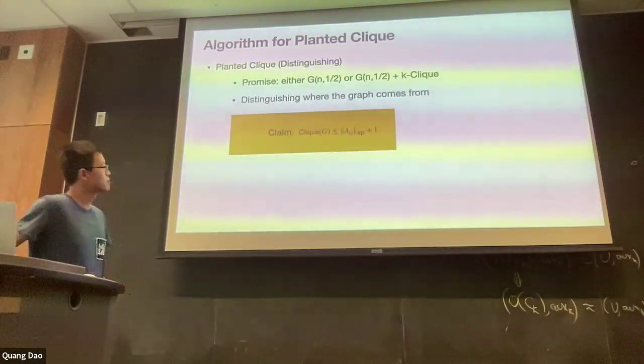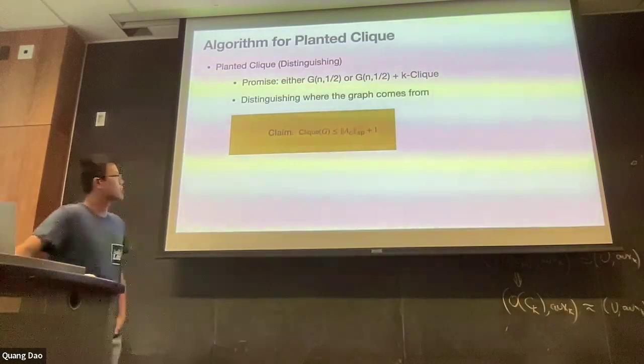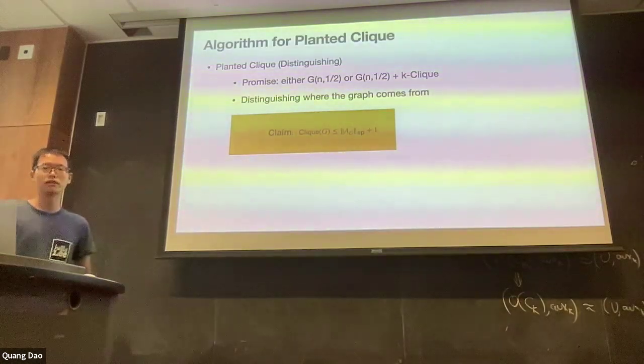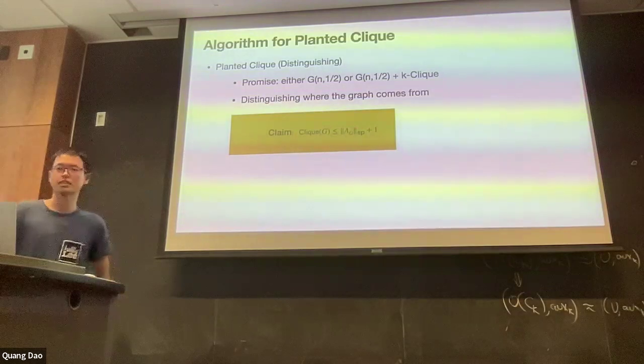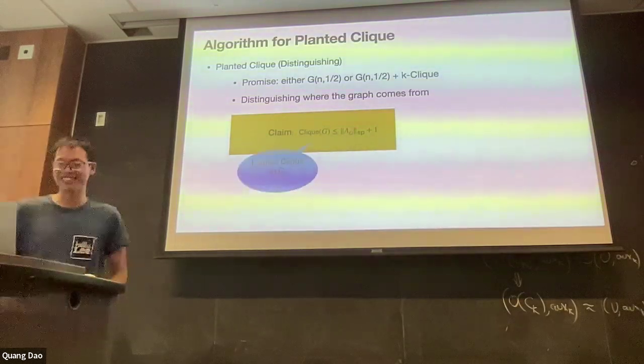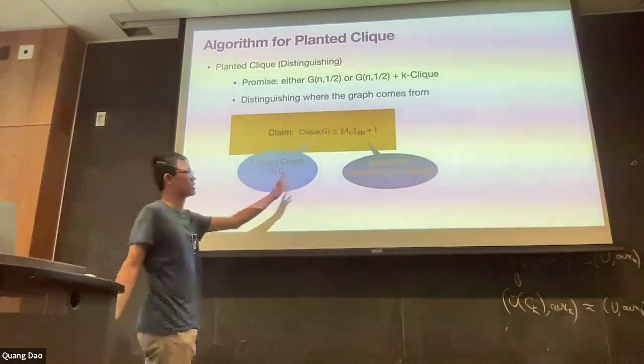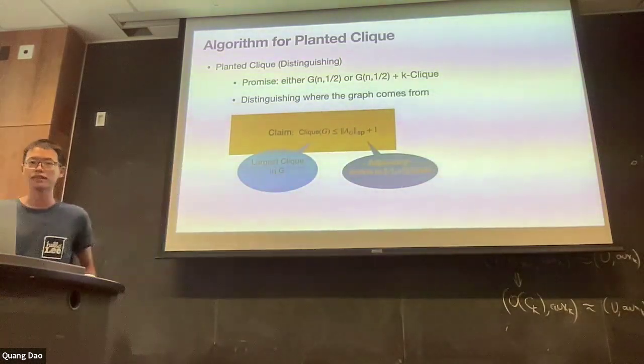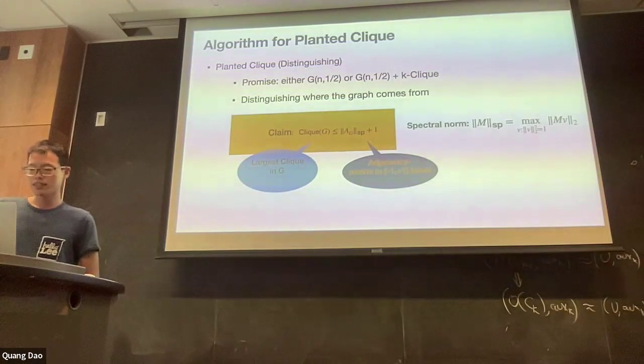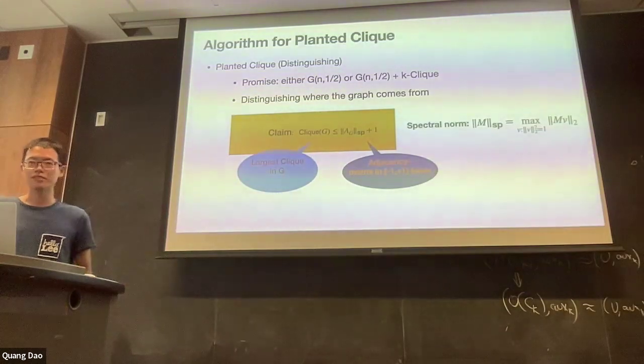And here's the claim. The size of the clique in the graph is upper bounded by the spectral norm of the adjacency matrix, plus 1, let's ignore the plus 1. And here we're going to consider the adjacency matrix in the ±1 basis. And here's the usual definition of spectral norm.